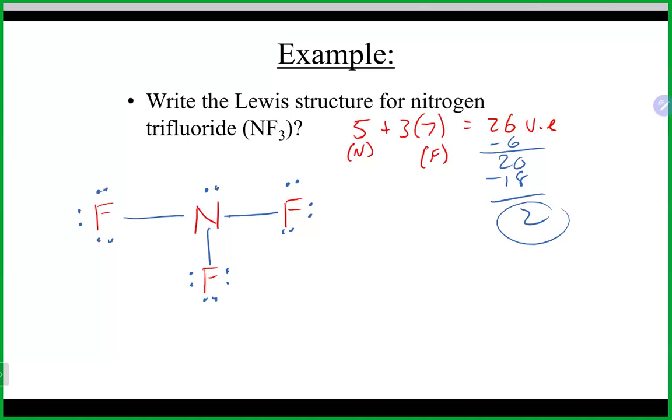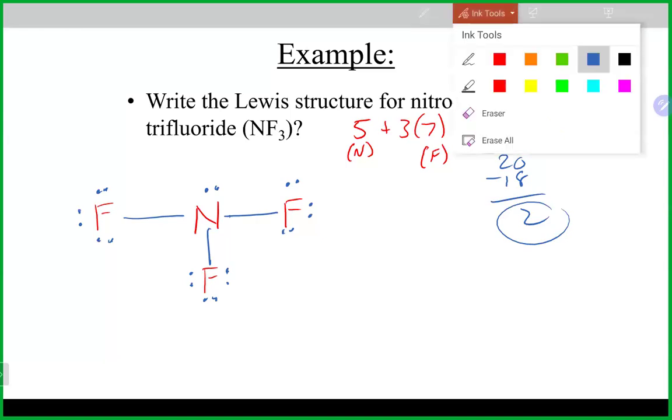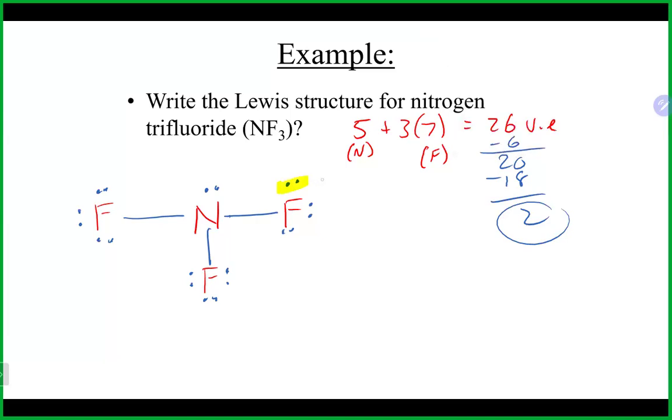The last thing we want to make sure of is, does it meet the octet rule? So 2, 4, 6, and 8 for that fluorine. Really, all the fluorines are the same. Nitrogen, 2, 4, 6, and 8. Everybody has 8 valence electrons. My picture has 26 total electrons. Without all the highlighting there, that would be the correct Lewis structure for NF3.